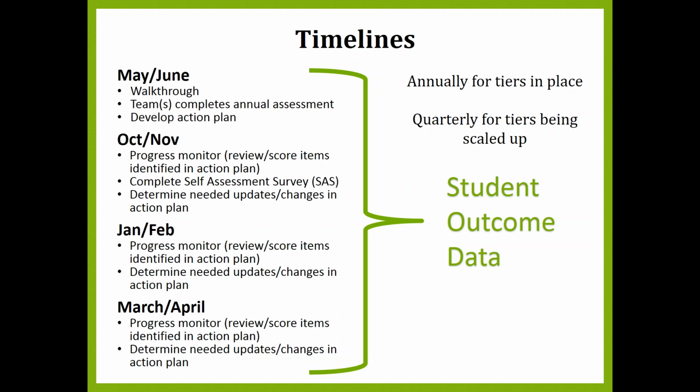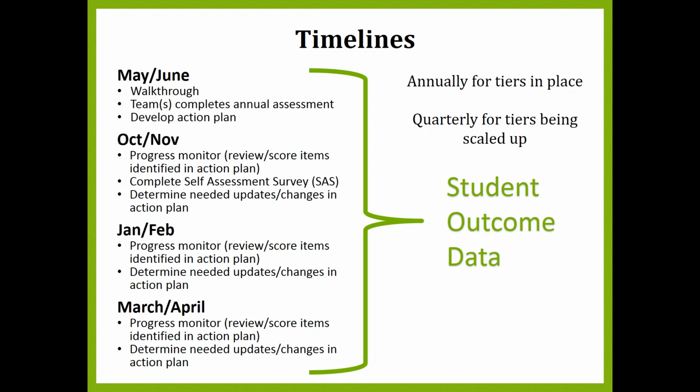You progress monitor in October or November. You pick a couple items from Tier 2 to action plan around. You also have your staff complete the SAS, and you re-look at your action plan and make updates and changes on it. In January and February, you progress monitor again the same items that you've been working on, and make changes in your action plan. And again in March and April. Now you could assess or progress monitor up to 4 times a year.